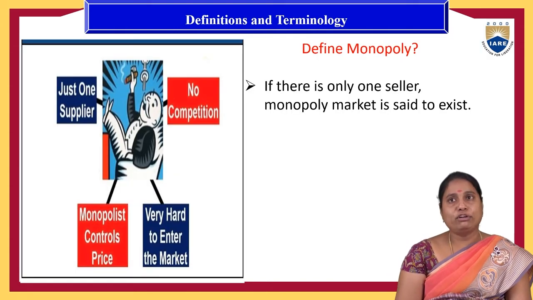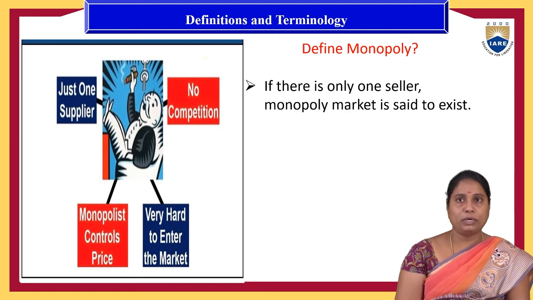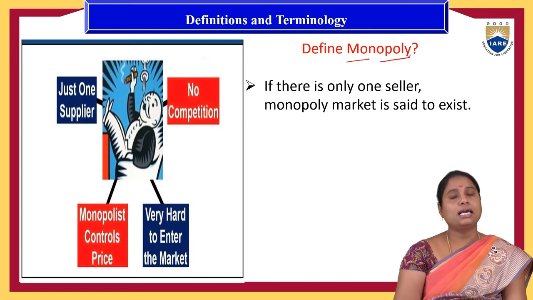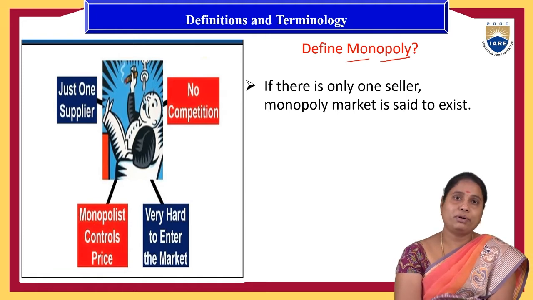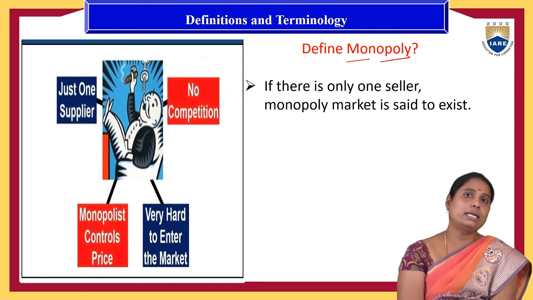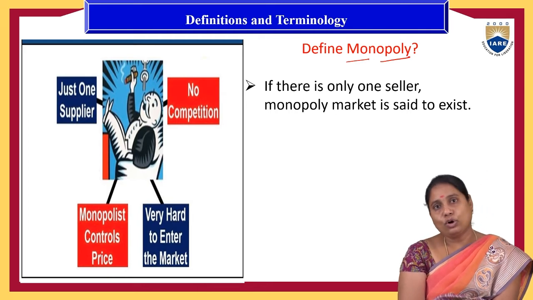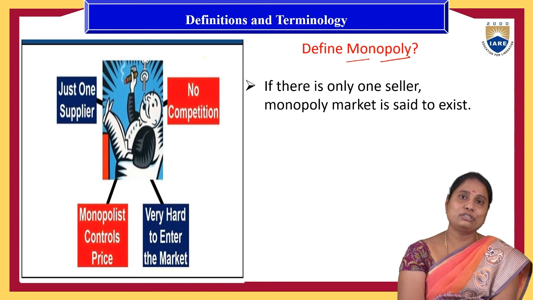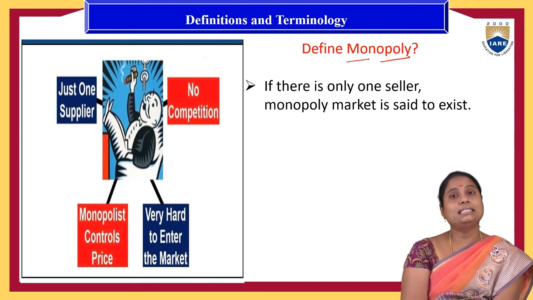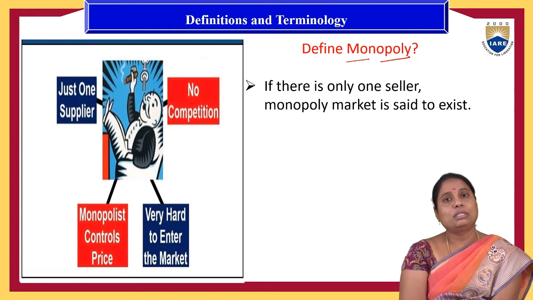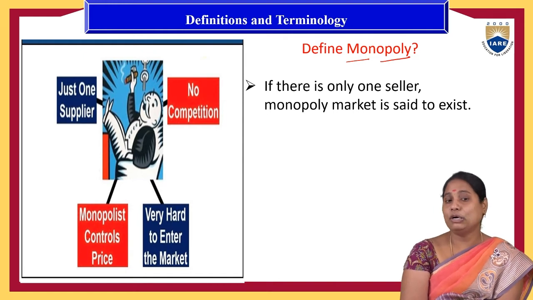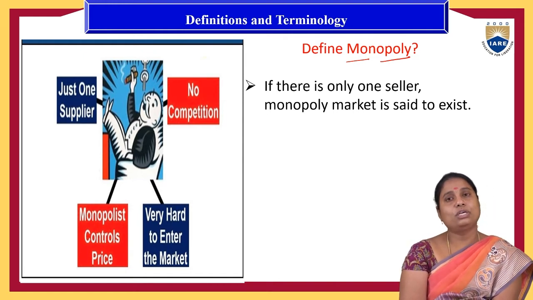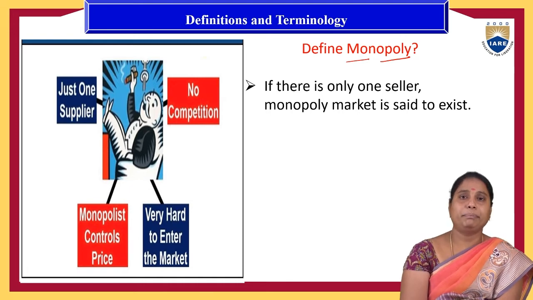In imperfect competitive markets, one of the markets is monopoly. That is, if there is only one seller, mono means single, poly means seller. A single person is there selling, and he has to meet a larger number of buyers, then that market is called a monopoly market. Here there is no competitor for him and he is the only supplier to sell his product. He is the price maker and the buyers are all price takers, and it is very hard for any competitor to enter that particular product market, and the person has monopolistic control of prices.